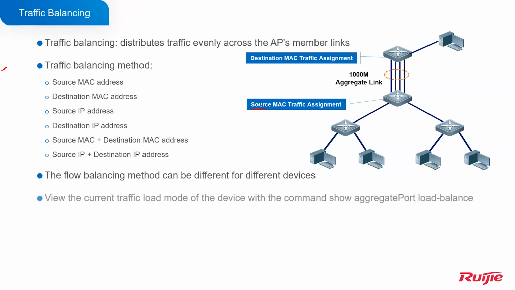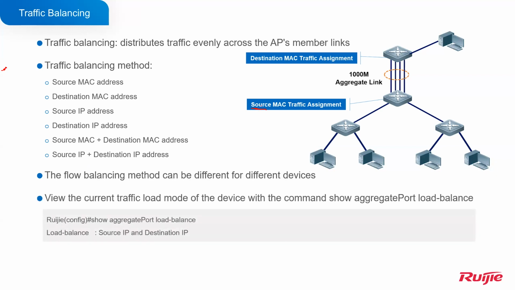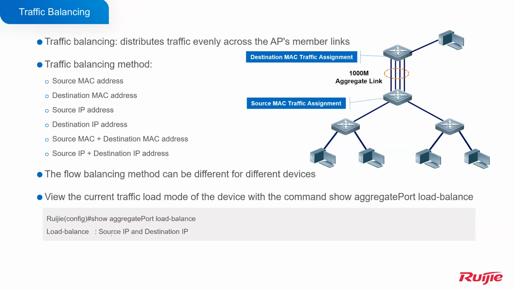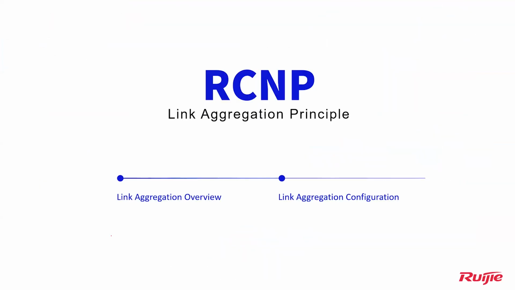Okay, and if you want to check the load balancing method on a specific device, you can use the command show aggregate port load balance. So you can see, for example, load balance is source IP and destination IP. It's the method we're using on this device, which you are checking. Okay, this is the working principle of the link aggregation. And next, let's see the configuration of it.